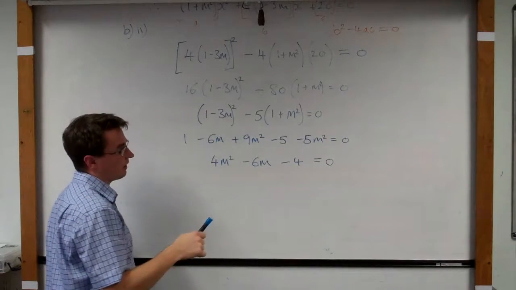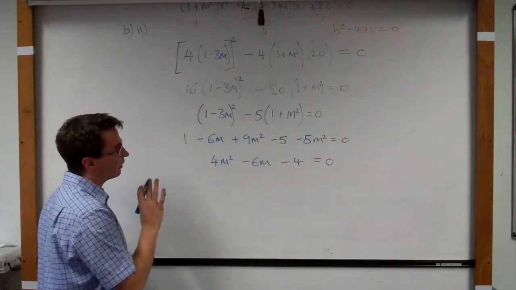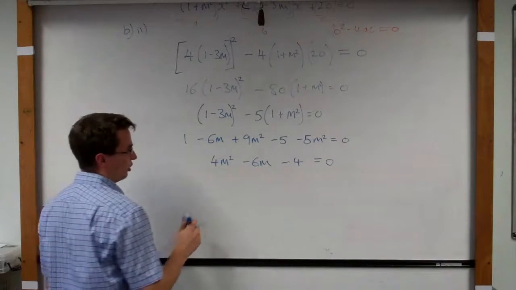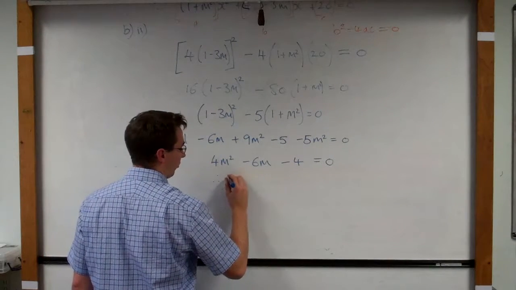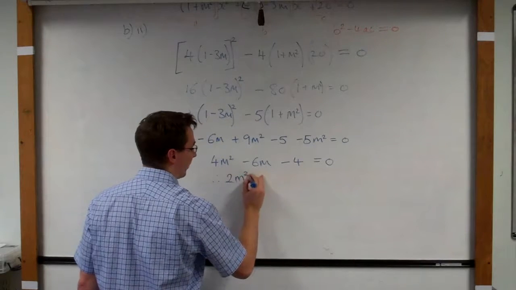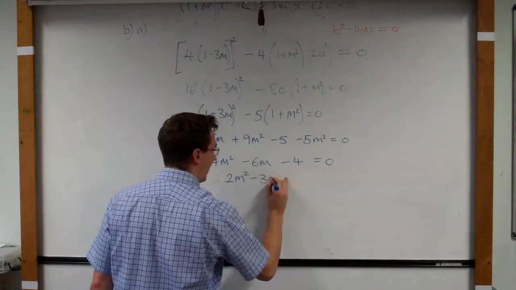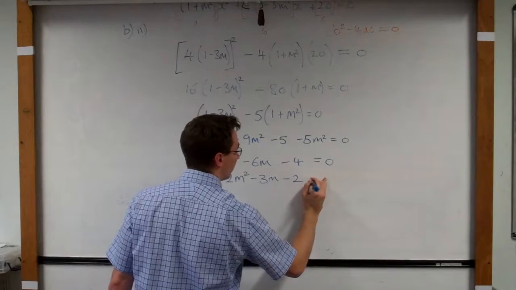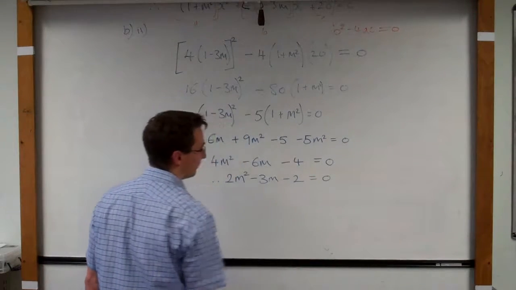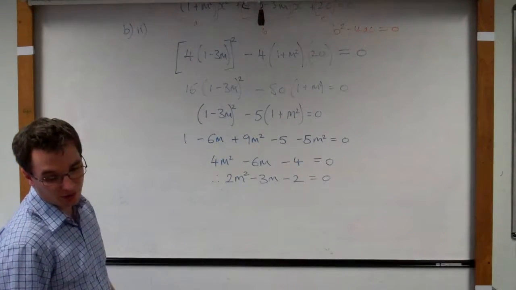Now because it's equal to 0, I know that I can divide that through by the 2. So therefore, 2m squared minus 3m minus 2 equals 0, which is what they've asked me to show.